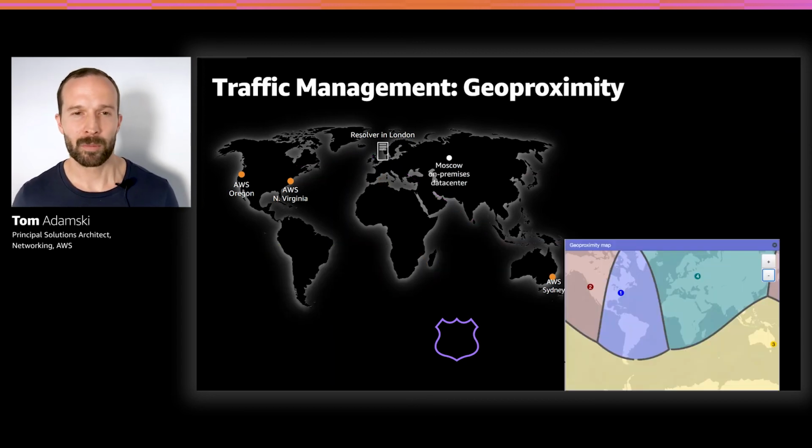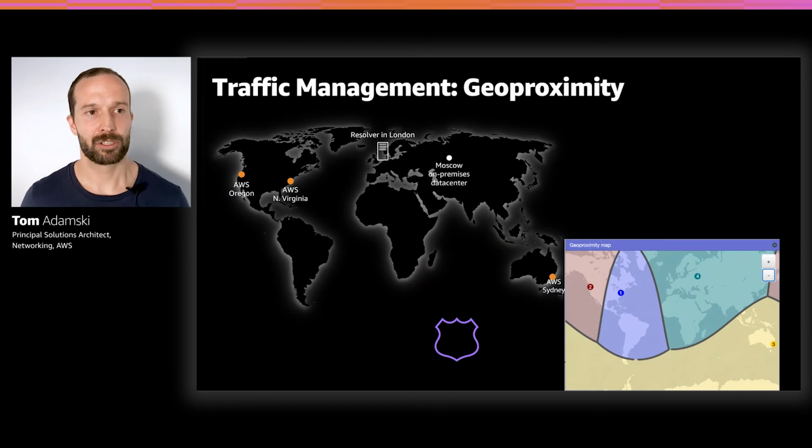Finally, another performance-focused routing mechanism is geoproximity. In this scenario, we're focusing more on the geographical location of the clients and the geographical location of AWS regions or your own physical data centers. So we still have 3 AWS regions, but we've now added a Moscow on-premise data center. And we want to make a decision, again, based on the geography and proximity from the resolver and the client to the resources they're trying to access.